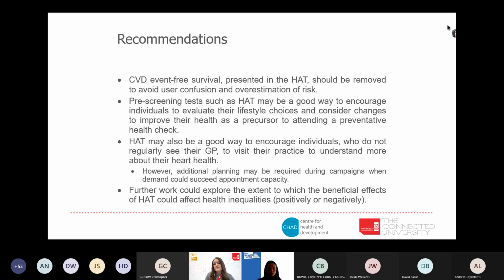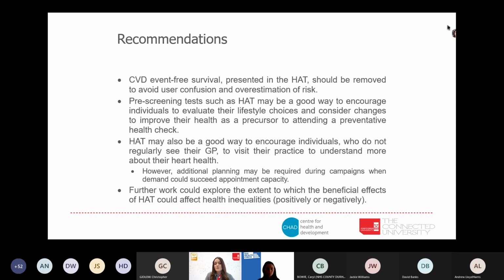So we recommend that the CVD event-free survival age presented in HAT, and also shown to you by Jade at the beginning in the video, should be removed to avoid user confusion and overestimation of risk. Pre-screening tests such as HAT may be a good way to encourage individuals to evaluate their lifestyle choices and consider changes to improve their health as a precursor to attending a preventative health check.